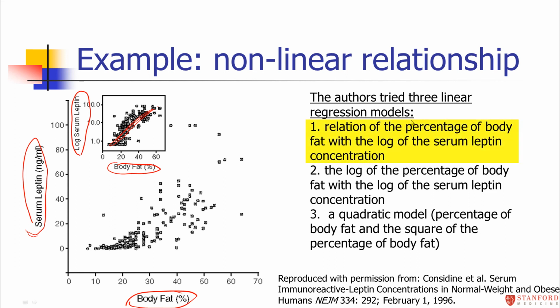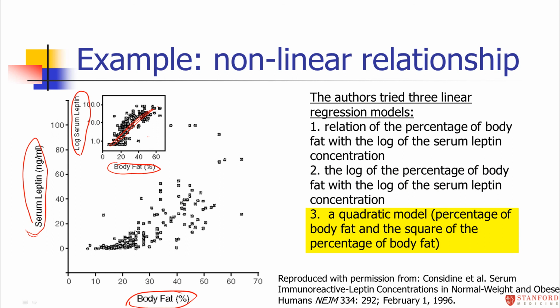One thing that they did was they related the percentage of body fat with the log serum leptin concentration. That's what's represented by this little embedded graphic. They also looked at the log of percent body fat with the log of serum leptin concentration. So they transformed both the predictor and the outcome and ran that linear regression.